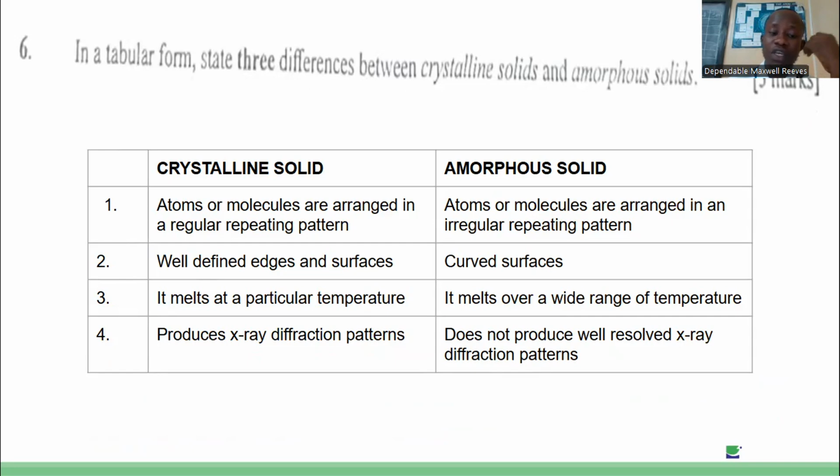One, in a crystalline solid, atoms or molecules are arranged in a regular repeating pattern. In fact, crystalline means something that has a regular shape or a definite shape, while amorphous means irregular or indefinite shape. A crystalline solid has well-defined edges and surfaces, while amorphous has curved surfaces. And a crystalline solid melts at a particular temperature, while amorphous melts over a wide range of temperatures. So I give you 4, and you can take any 3 of them.